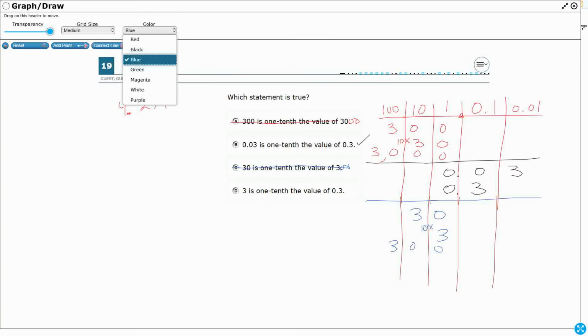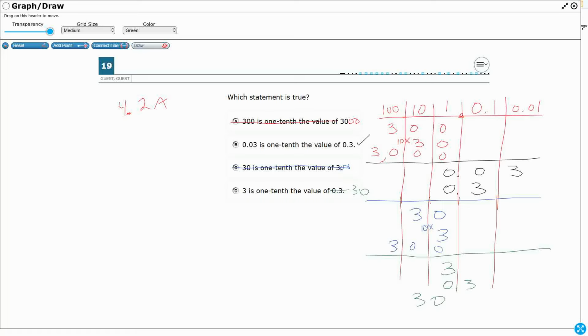And then finally, let's check this final one. Should be wrong as well. 3 is 1/10 the value of, no, it's not 1/10, it's 10 times. We could say 3 is 1/10 the value of 30 if we wanted to put it like that. But no, 1/10 means 10 times smaller, and so you have to say 3 is not smaller than 0.3 or 3/10. 3 is larger. So our answer here is B.